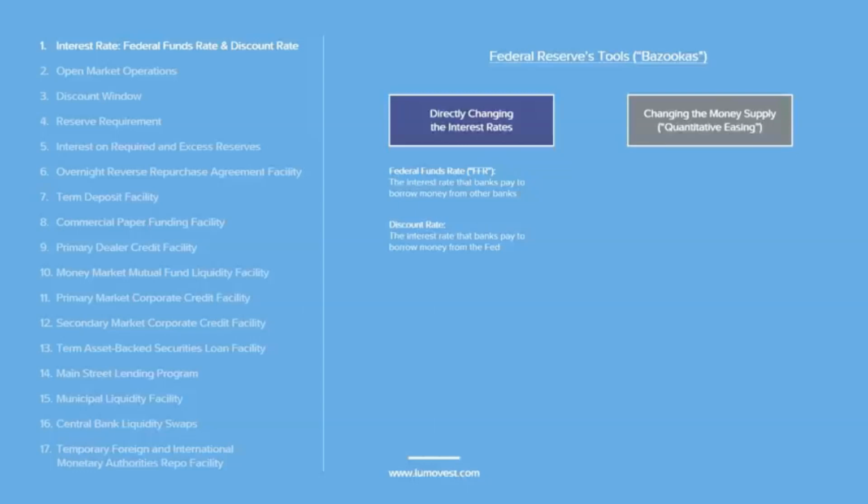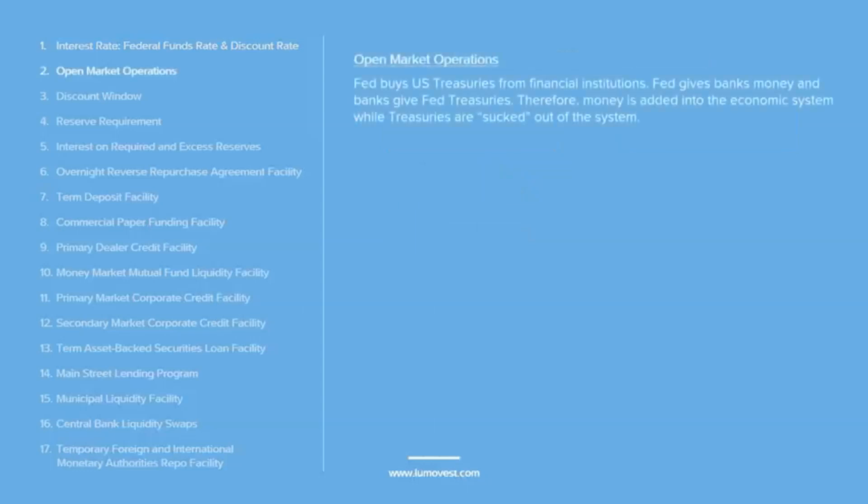The rest of the Fed's tools revolve around adding or subtracting money supply from the economy, literally controlling the amount of US dollars in the economy. The biggest weapon the Fed has to do that is the open market operations. Now, technically, FFR is a part of open market operations, but we're separating them here to make things easier to understand.